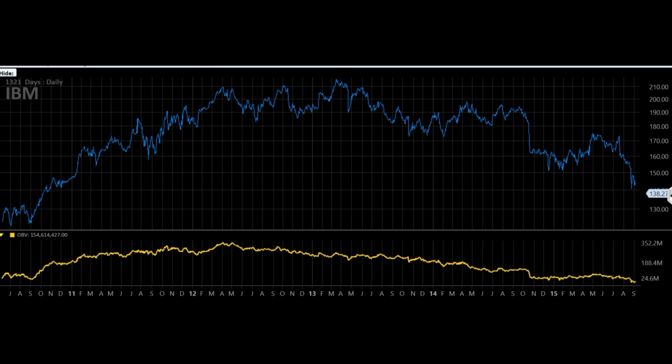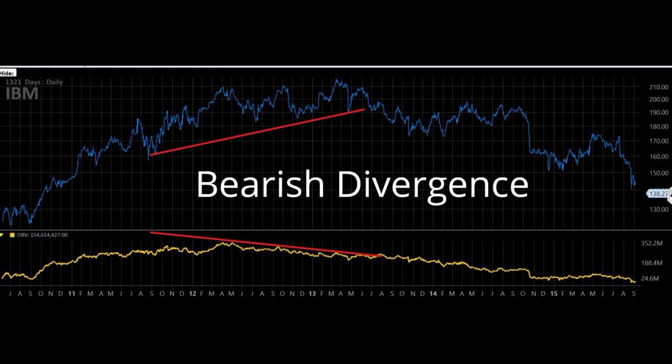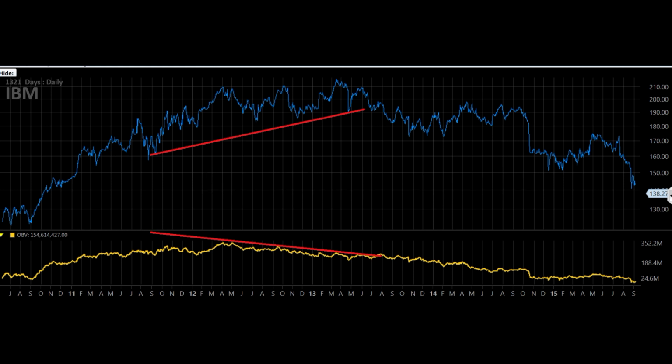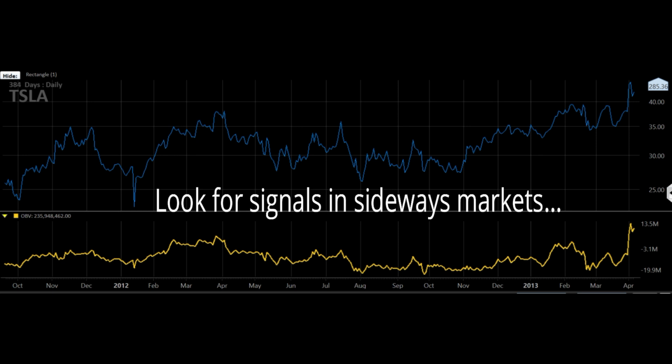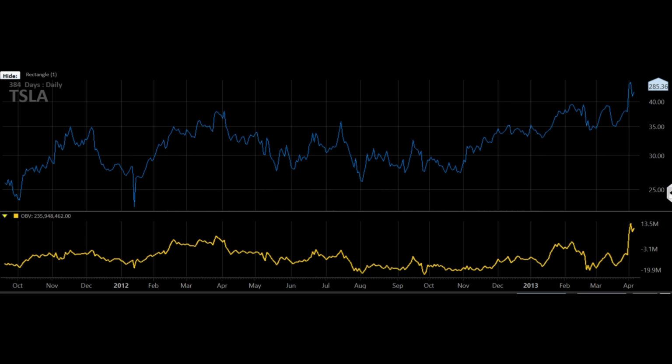On the other hand, when the stock price peaks higher while the OBV does the opposite, it means we're in the presence of a bearish divergence, which means the trend in the stock price is not likely to continue, and it could go down pretty soon. The third way to use the OBV is to look for signals in sideways markets. Whenever the stock is moving sideways, that is, fluctuating within a range without showing a clear uptrend or downtrend, we can use the OBV to have a clue of what might end up happening with the stock price. Will the stock price follow an uptrend, a downtrend? The OBV can help us predict the outcome.